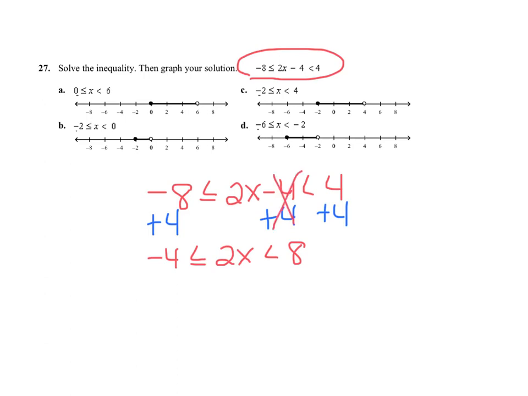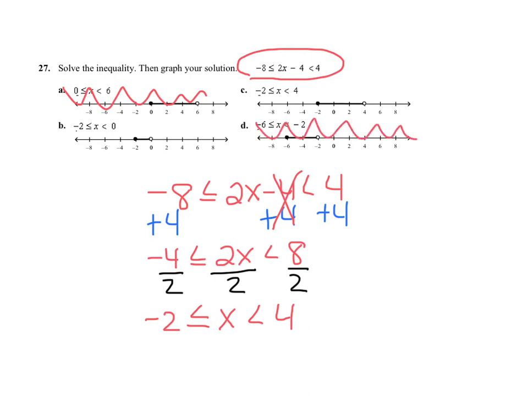That's the whole point. And now I need to get rid of the 2, so I'm going to divide all sides by a positive 2, which means I don't flip the signs around. So I get -2 less than or equal to x less than 4. So I'm going up to look at my graph. I need a closed circle on -2. So all of these have closed circles. That's on -2, and that one's on -2. So right away, I can eliminate these two.